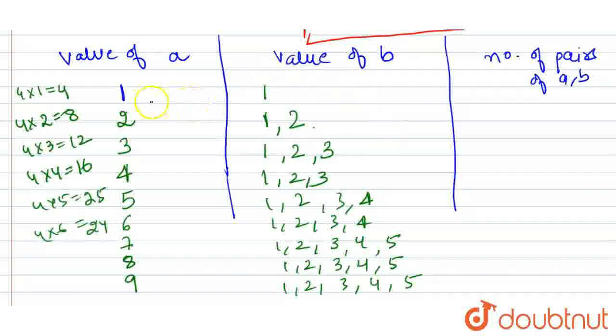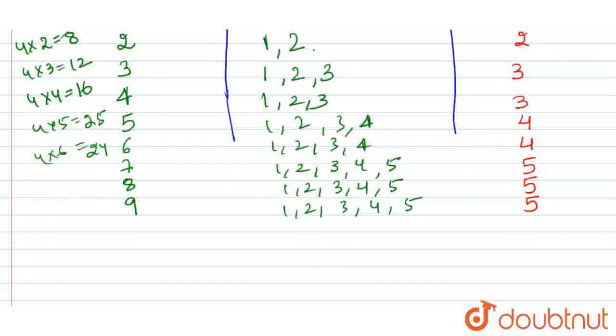Now, the number of pairs that can be formed using these values of a and b: for a equal to 1 there is only one pair, (1, 1). For the second one, we have (2, 1) or (2, 2), so there will be 2 pairs. For the third one, we will have 3 pairs. For the fourth one, also 3 pairs. When a is equal to 5, we will have 4 pairs, and then again 4 pairs, then 5 pairs, and 5 pairs. After adding them, we will get the total number of favorable pairs as 32, right? So these are the number of exhaustive events.